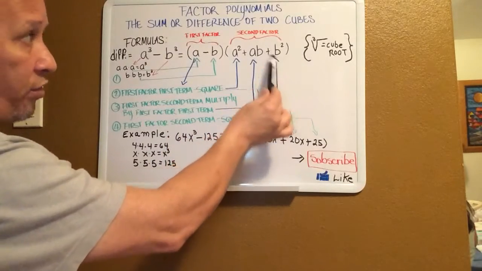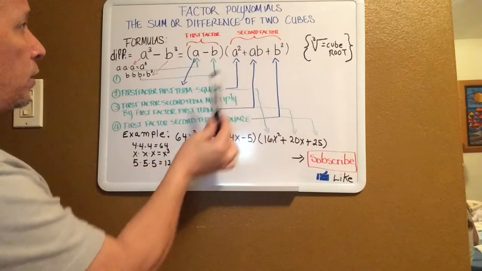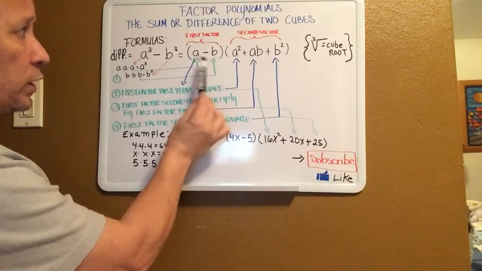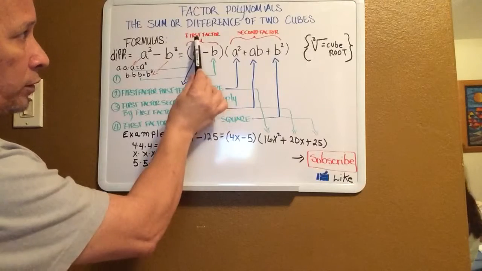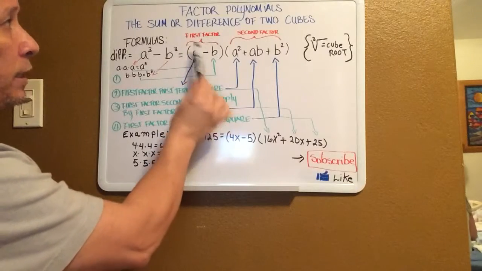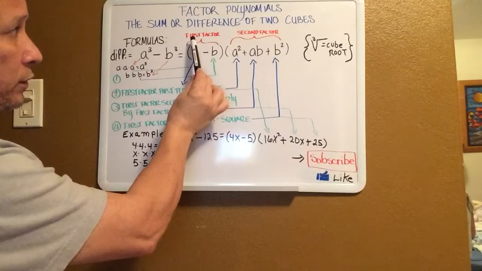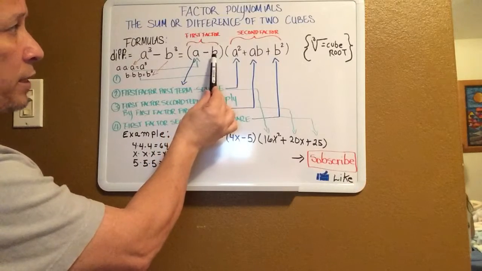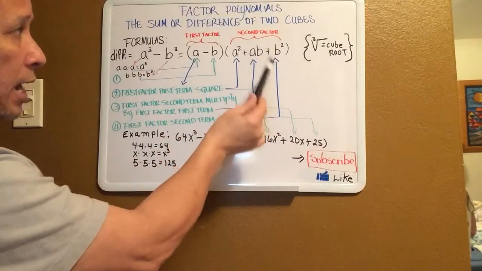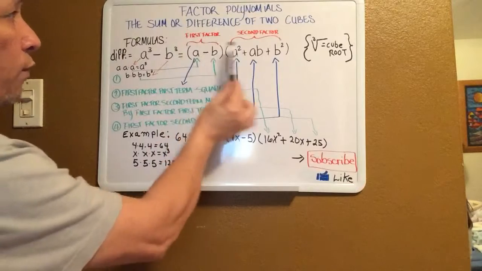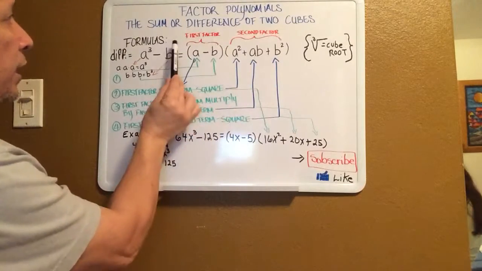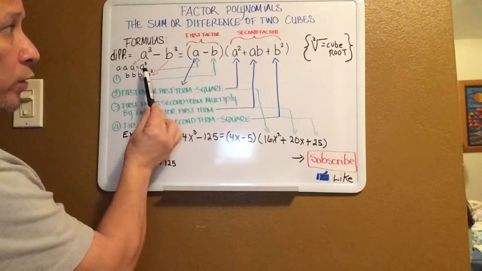To get the third term of the second factor, we have to square the second term of the first factor. In this example, the second term of the first factor is the letter b, so b squared. Now we get our two factors related to our original equation.